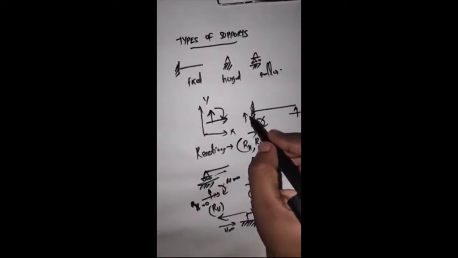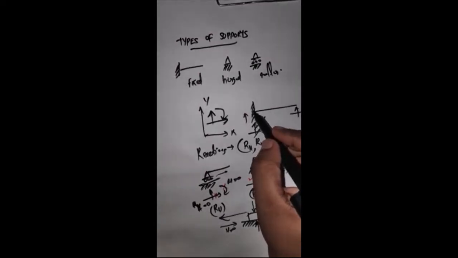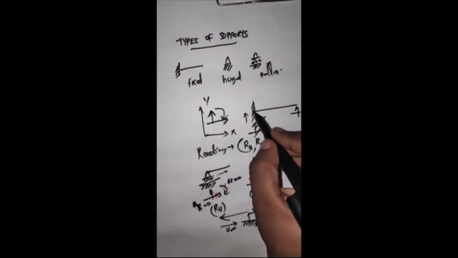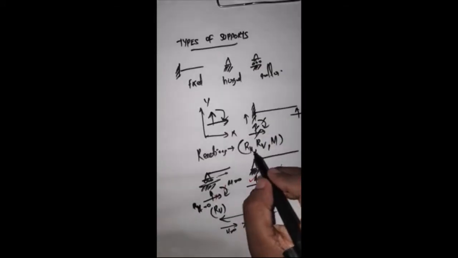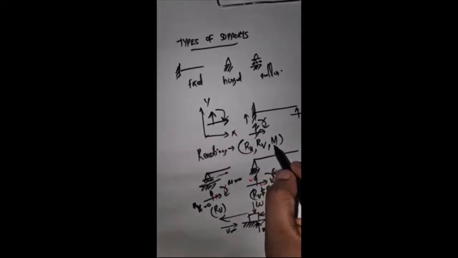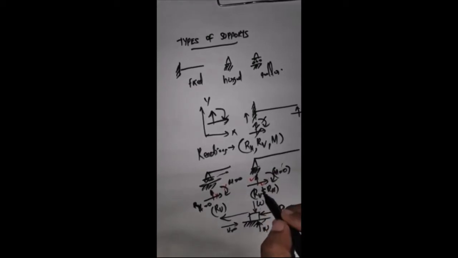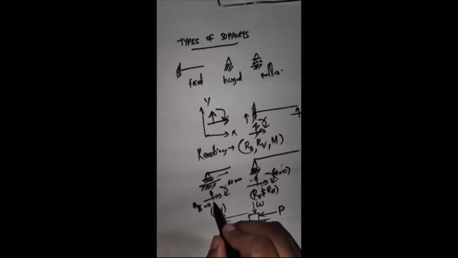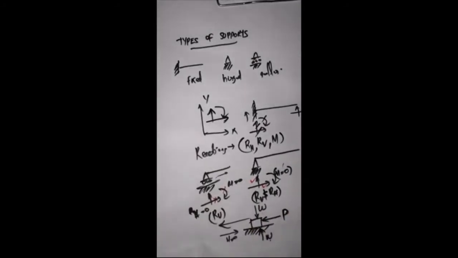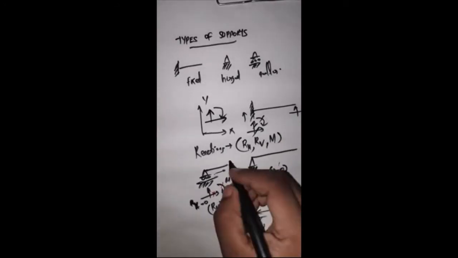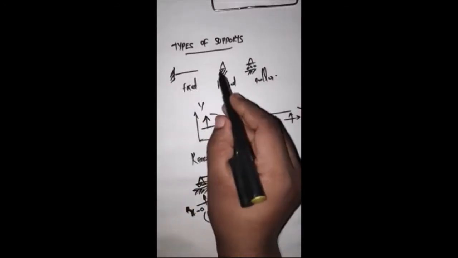That's why in a fixed beam, what is the condition of this point? There will not be any movement. Therefore, here there will be vertical, horizontal and moment. But in the case of a hinge, there will be vertical, horizontal but no moment. And the roller, there will be only vertical. The moment will not be there. So far there are three types of supports.